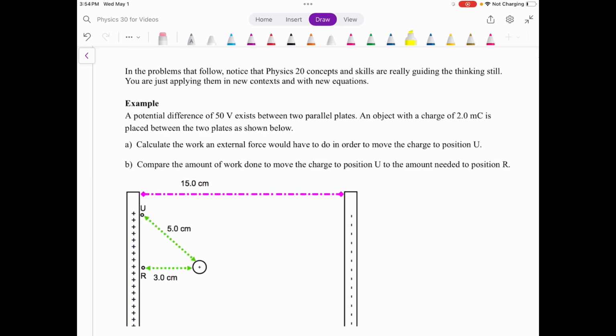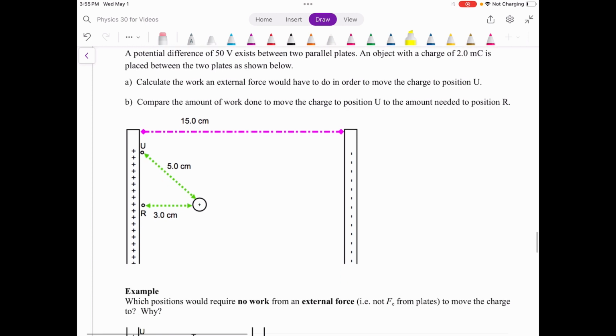All right, so in all of the problems that are coming up, I want you to notice that really it's Physics 20 concepts and Physics 20 skills that are really guiding the thinking still, right? I always tell my Physics 20 students that honestly, you're learning most of the stuff now in Physics 20. It's just that in Physics 30, you'll apply it in new contexts, right? Instead of a gravitational field and gravitational potential energy, for example, we're now looking at an electric field and electric potential energy. But all the ideas of changes in energy and work and all that was covered in Physics 20, right? It's just now because of electrical charge and electrical interactions that there's changes in energy going on.